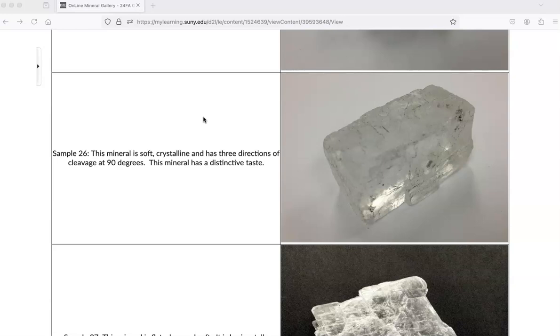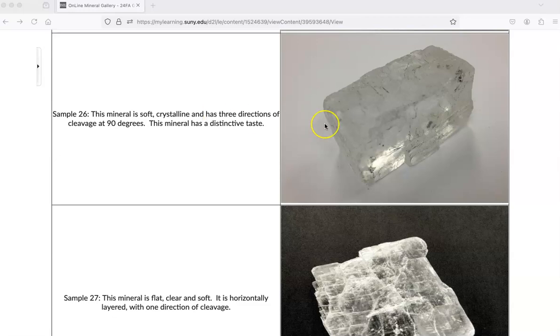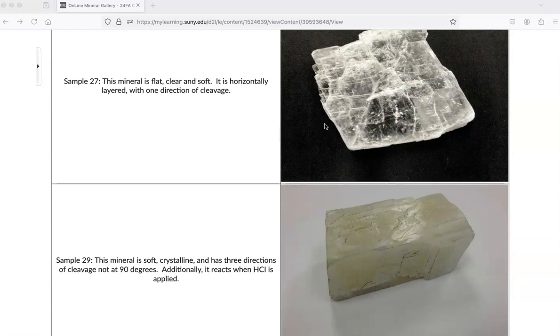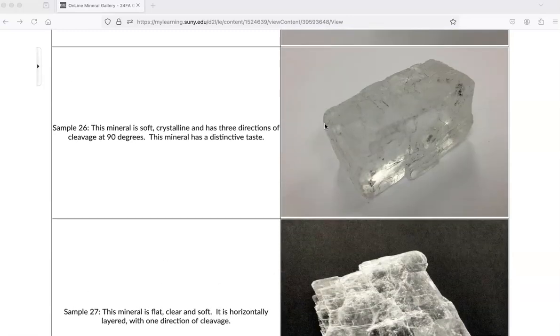Okay? Which one is cubic? 27 or 29? I'm sorry, 26 or 29? 26 is cubic? All right. So 29 then is slanty cube? All right. Remember, no math requirement for this class. The real names, of course, are cubic and rhombic. So other than one being very right-angled and the other not so much, these guys are both more or less clearish, whitish. They're both soft. They're both arguably crystalline.